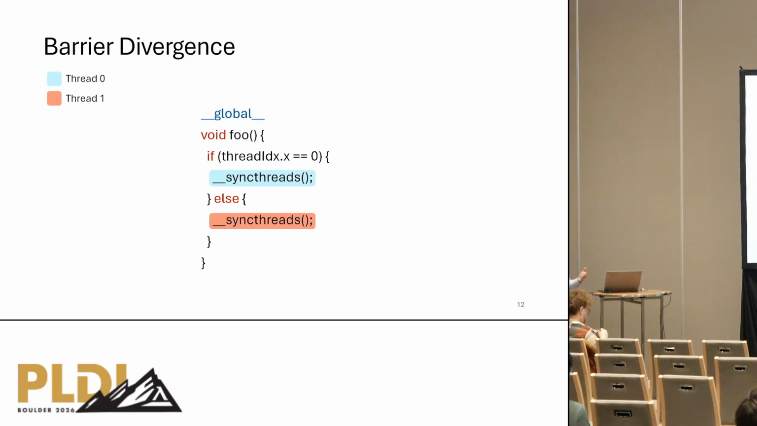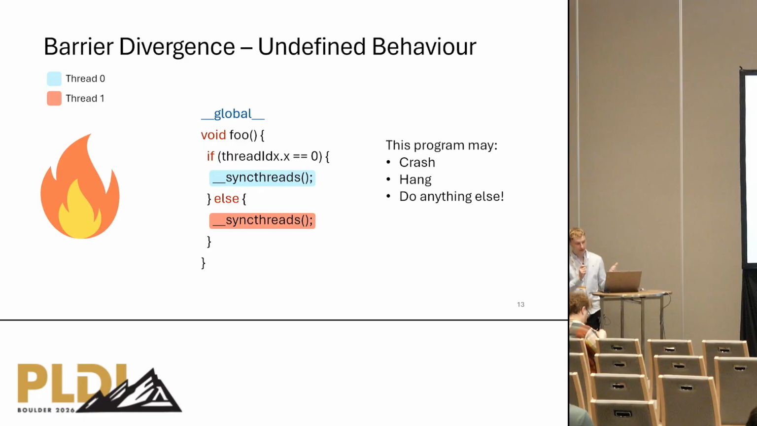And so I mentioned before the intuitive way that barriers work is that when a thread reaches a barrier, it will wait until all of the threads in the workgroup reach the barrier, and they will traverse over the barrier together. But in this program, there isn't a barrier that is reached by all threads. And so it's not really clear how to give semantics to a barrier in this context. And so for that reason, GPU programming languages deem barrier divergence to be a form of undefined behavior as well. And so this program may crash, it may hang, or it may do anything else. And in practice, it will probably hang.